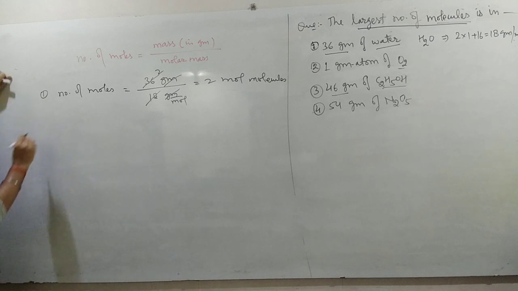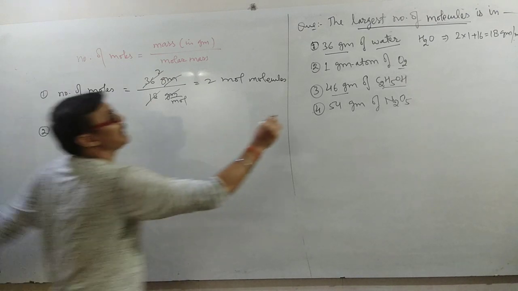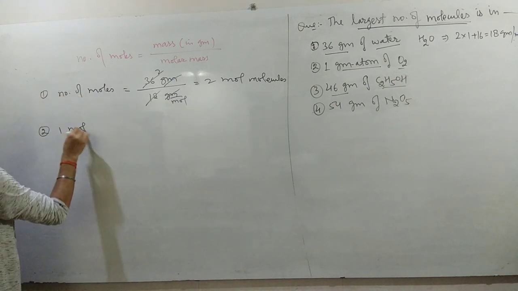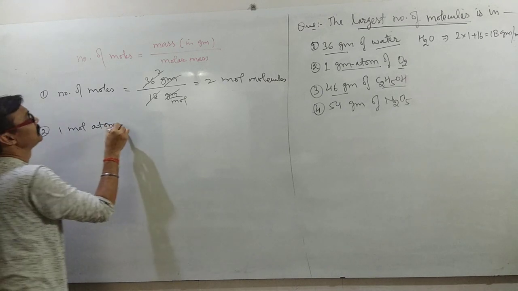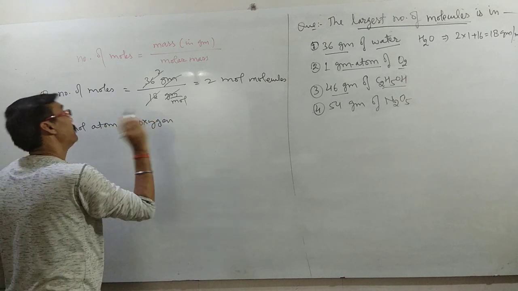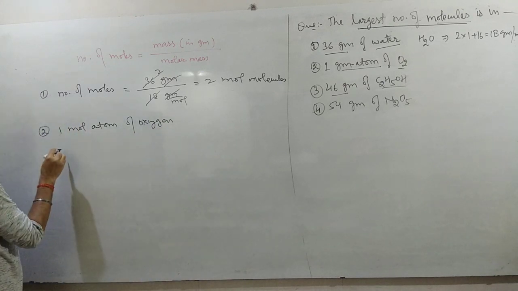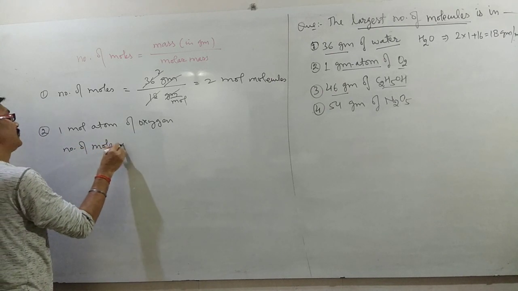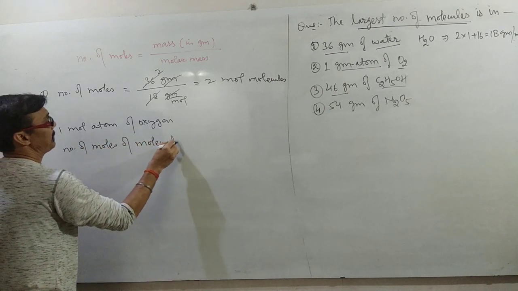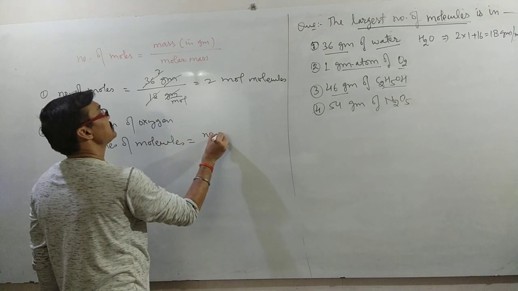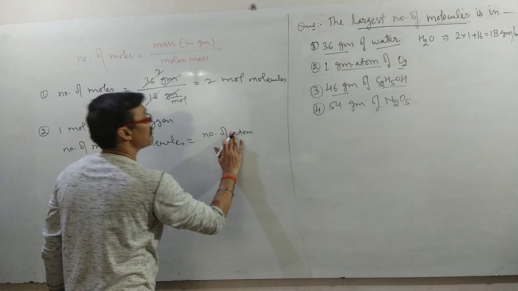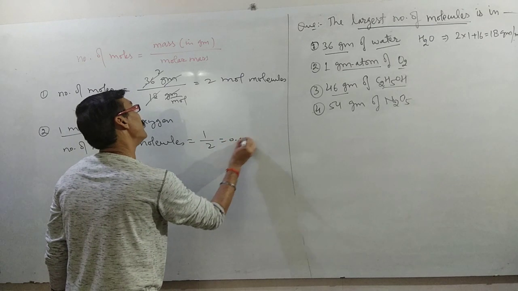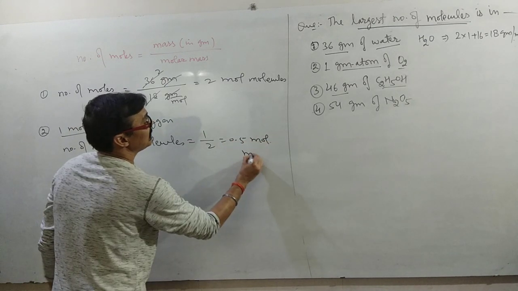Now, in the second option, 1 gram atom, as we know, means 1 mole atom. 1 mole atom of oxygen, but the oxygen molecule is O2, so the number of moles of molecules will be the number of moles of atoms divided by 2, that is 1 divided by 2 or 0.5 mole molecules.